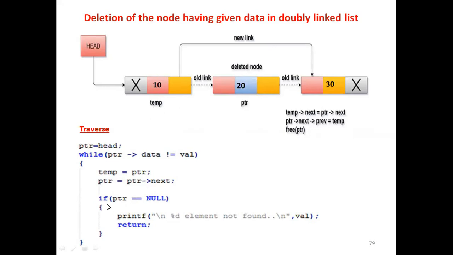Now you check if PTR equals to null. So why are we doing this condition? This is used because by traversing this way, if PTR comes to the last node and PTR equals to null, then what? The node is not found. If PTR equals to null, then the node is not found, so we can print that message.